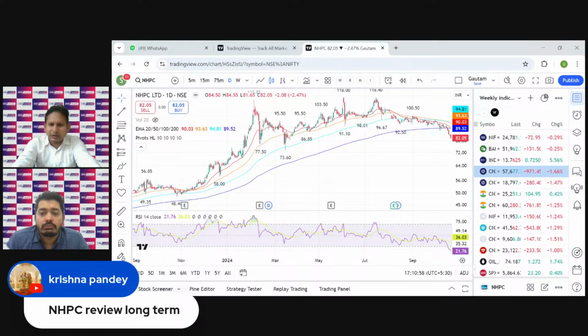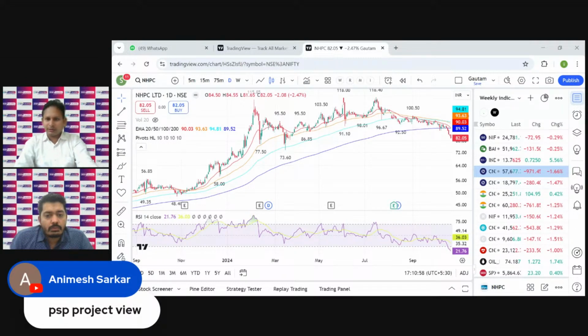And this year the monsoon has been pretty good. So I am expecting that since NHPC is more of a hydropower company, the September as well as December quarter results should be good. So hold on to the stock from a long-term perspective with a target of 100 to 110 rupees.